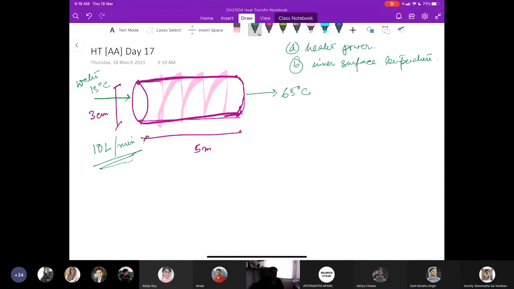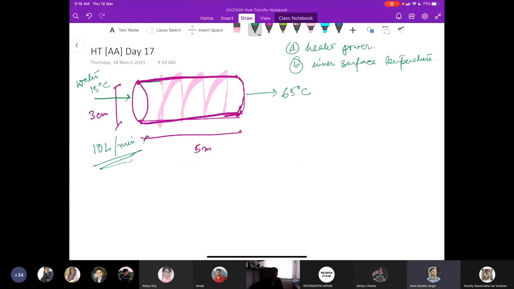That itself is the first question for this problem. I tell you that there is a constant surface heat flux being provided by the jacket. And then again, I'm asking what is the inner surface temperature? Will you not argue on this point that it cannot be?